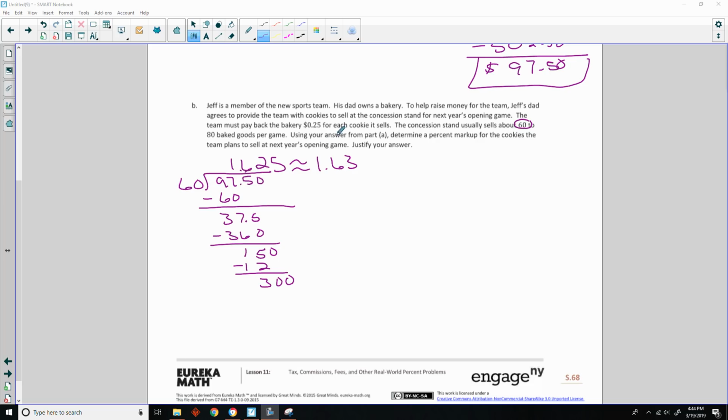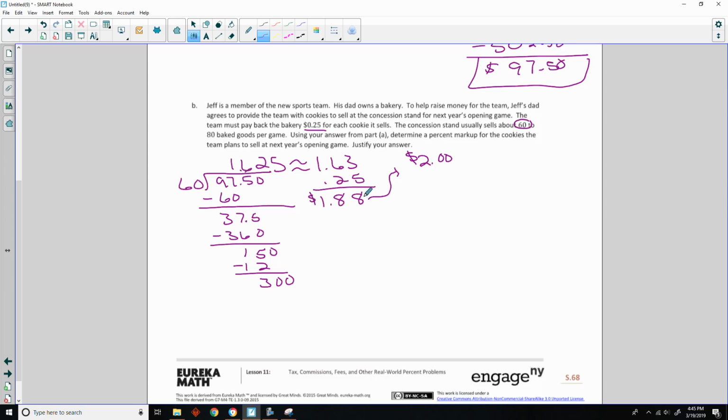But 25 cents has to go back to the bakery. We can't keep this whole amount. So for each cookie we have to add that 25 cents that we owe right here. And so that's going to be $1.88 per cookie. Okay, so if we round that up to $2 to make sure we raise enough money, we don't want to deal with pennies anyway when we're selling at the concession stand. And we could possibly sell less than 60 cookies.